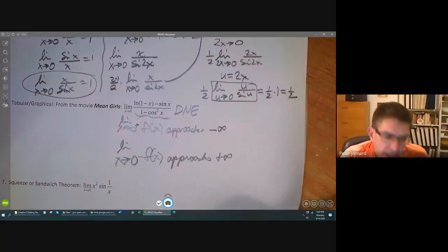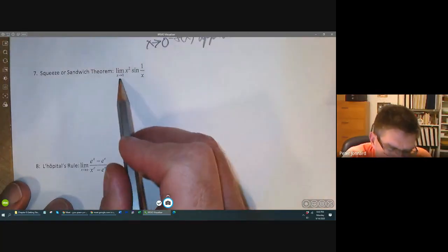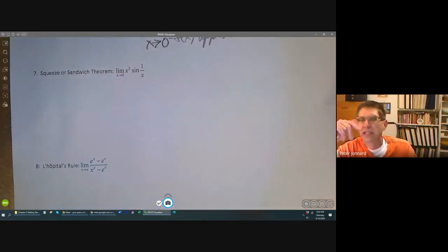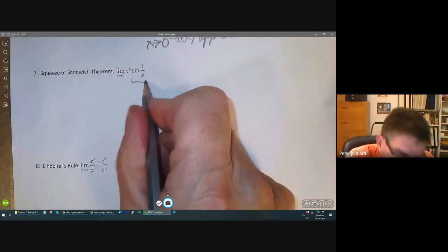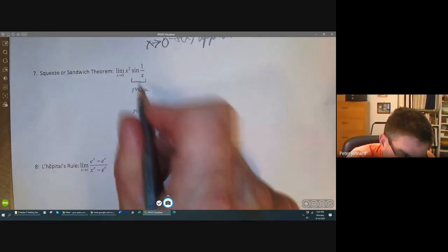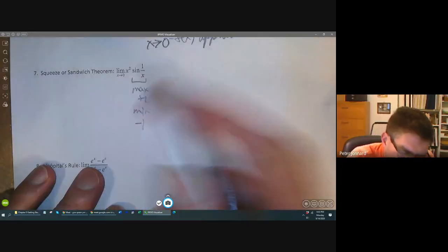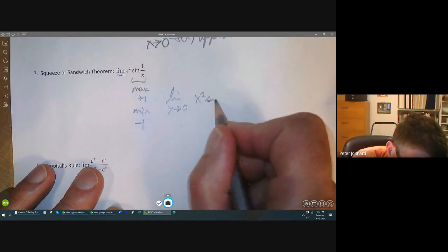Alrighty, next one, number 7, the squeeze or sandwich theorem. The idea here is that as x goes to 0, this term here just starts oscillating crazily. You know, 1 divided by 0.01, you're taking a sine of something that is just going to keep oscillating. But the thing is, this portion of this function, the maximum it's ever going to be is a positive 1, and the minimum this term is ever going to be is a negative 1. And so what we do is we sandwich this limit, the limit as x approaches 0 of x squared times the sine of 1 over x.